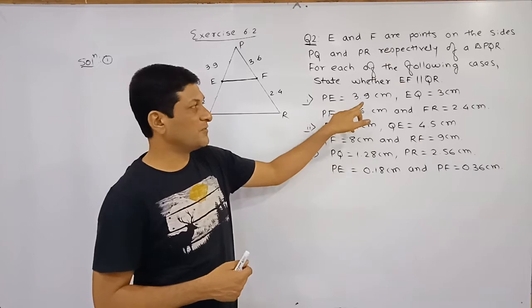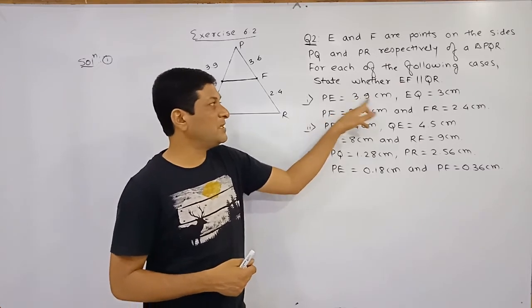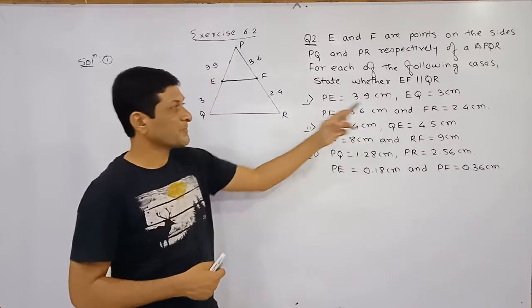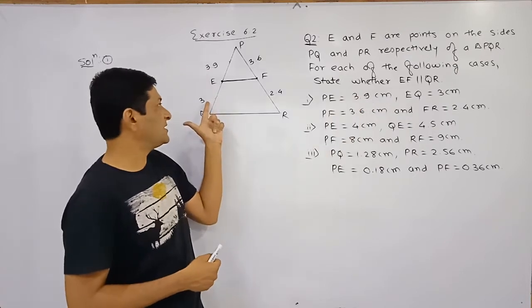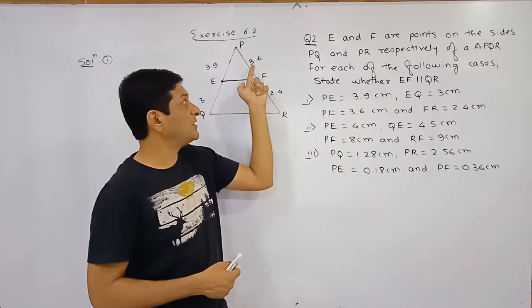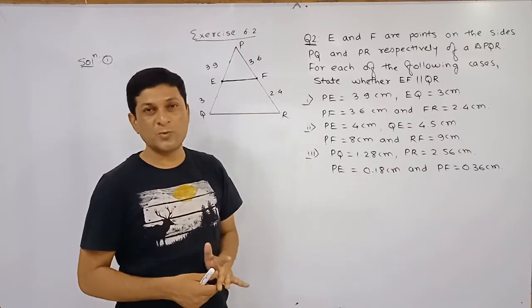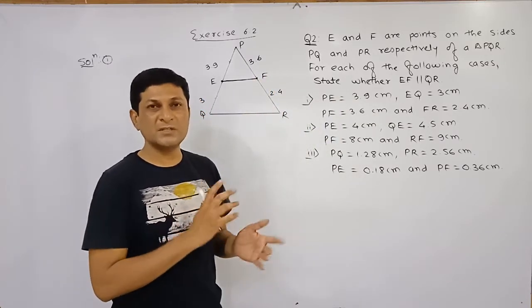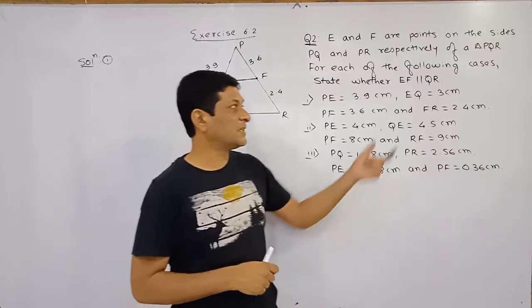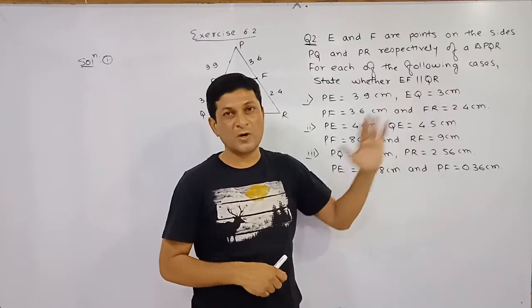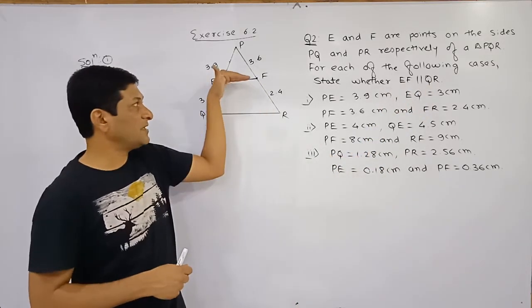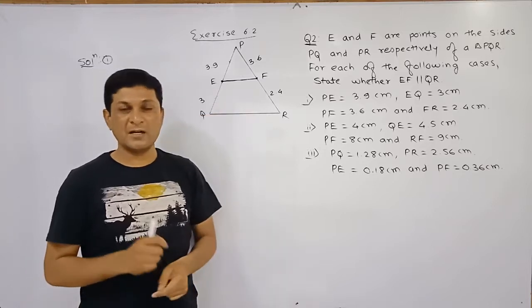Now length of PE, in the first example, is given to us 3.9. Again EQ is given to us 3 centimeter. This PF is given to us 3.6 centimeter and FR is given to us 2.4 centimeter. Using this condition, we have to check whether this EF is parallel to QR or not.